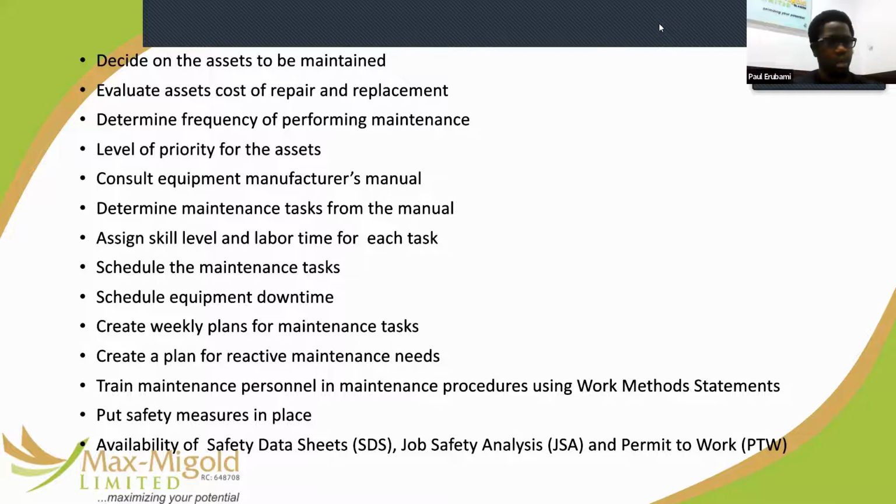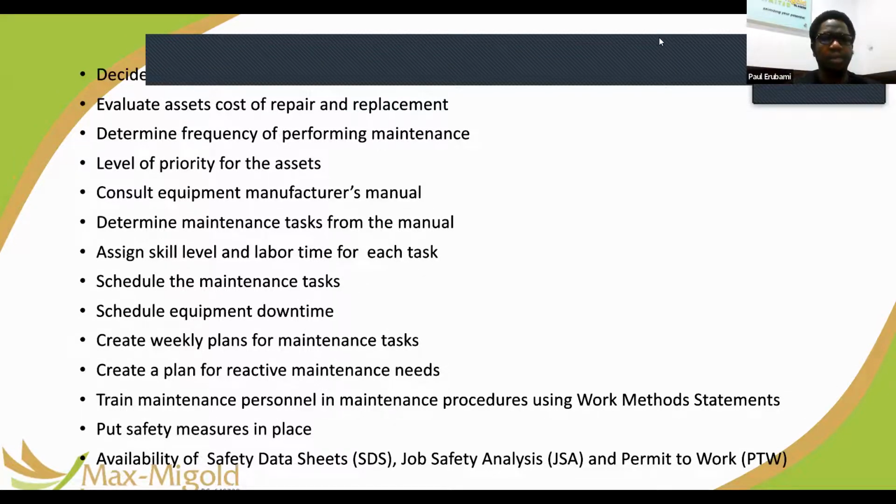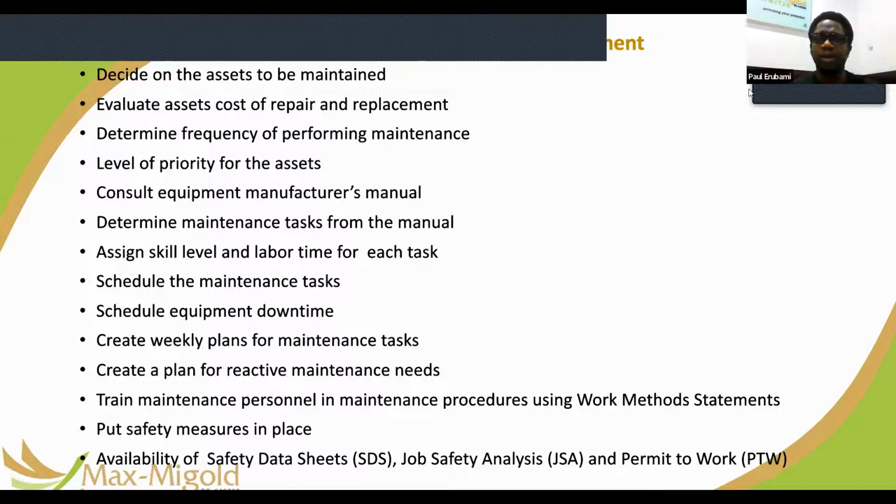So this is just a rundown. We've gone through most of these items: pick out the assets, evaluate asset cost of repair and replacement, frequency of each of those maintenance activities. You put some priority to the assets, and that priority helps you determine which assets are critical for the various strategies that you're going to deploy.